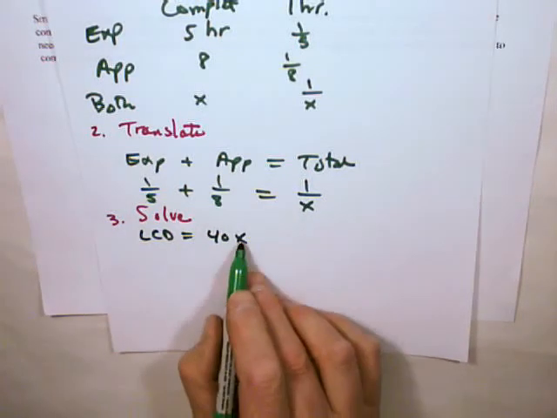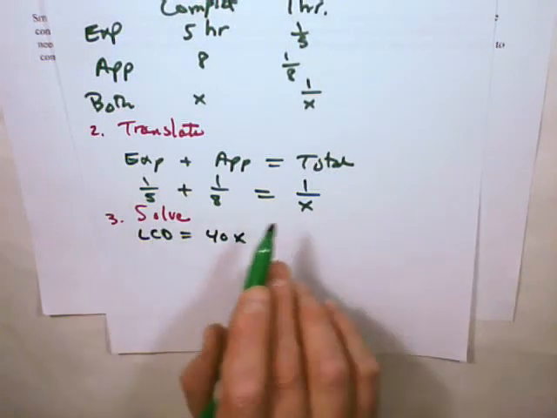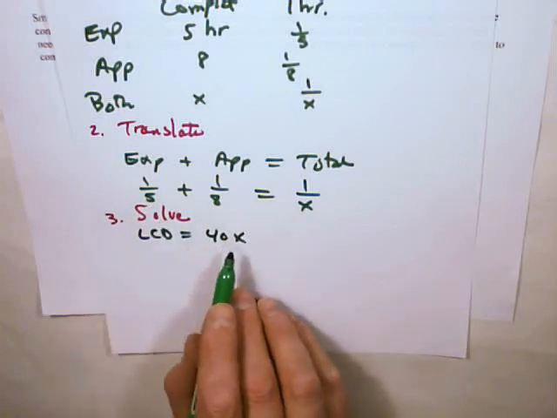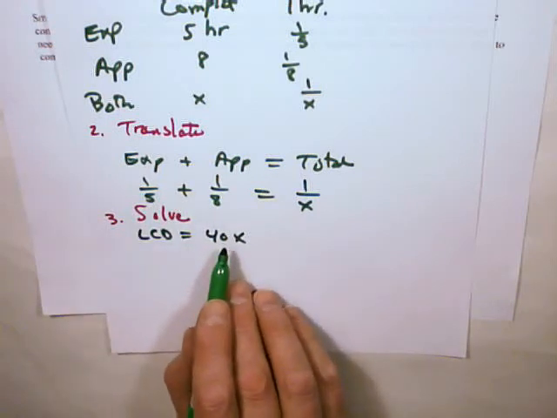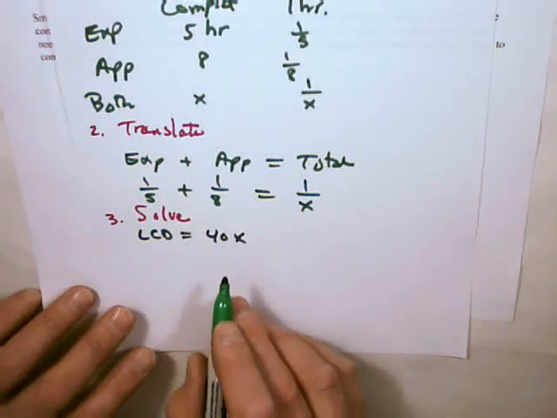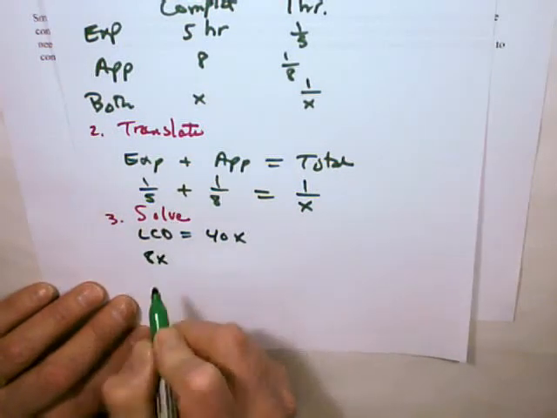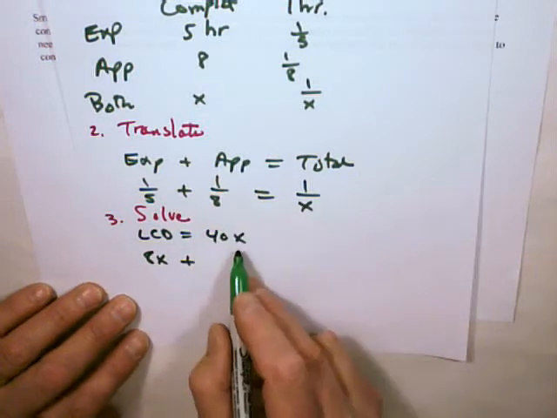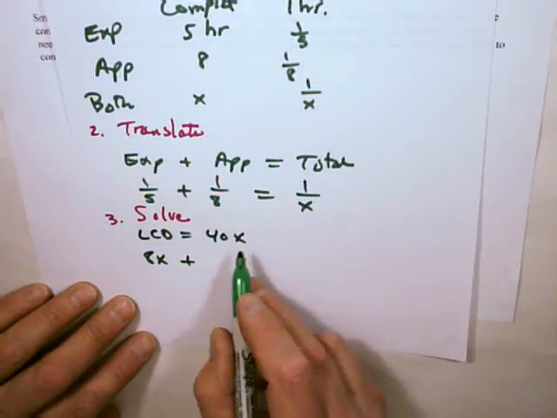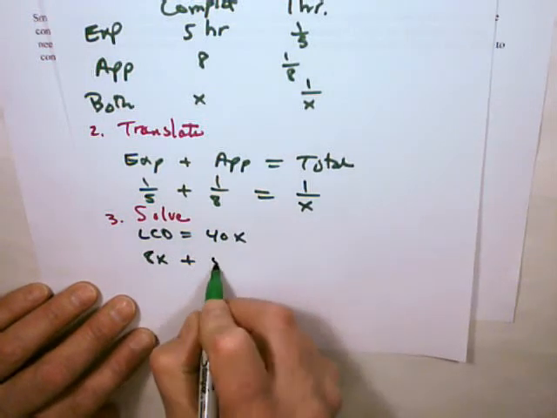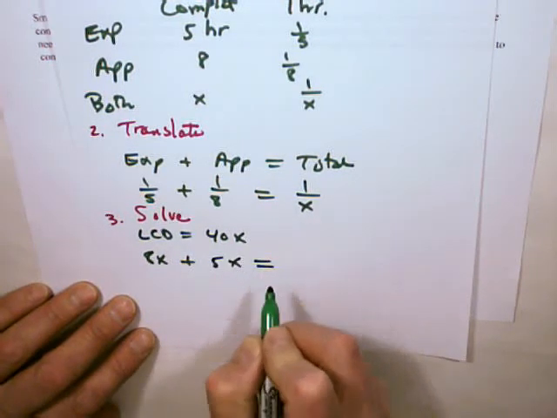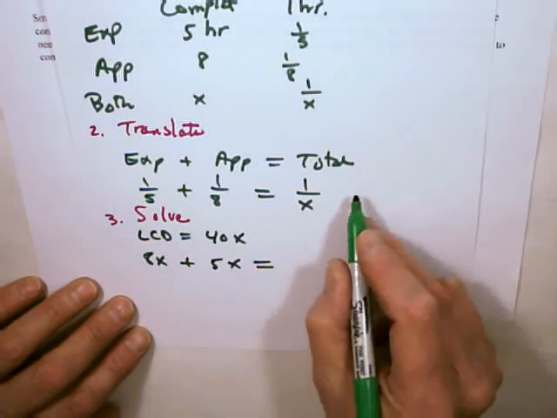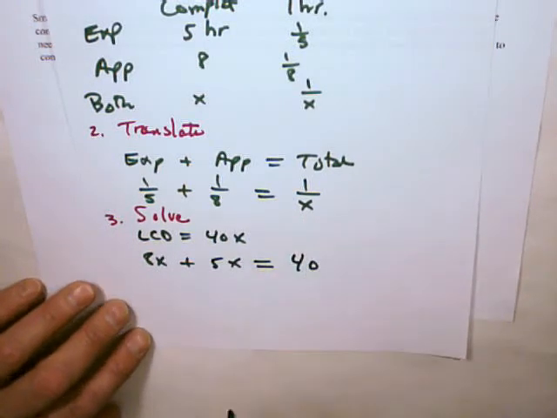If I multiply 40x on both sides of the equation, what do I end up with? Well, 40x times 1/5, I can factor out a 5 from the 40, and I'm left with 8x. The 5's cancel. The second term, 1/8 times 40x, well, again, I'm going to cancel out an 8 here, and I'm left over with a 5x. Over on this side, if I multiply by 40x, well, this time it's the x's that cancel, and I'm left with 40.